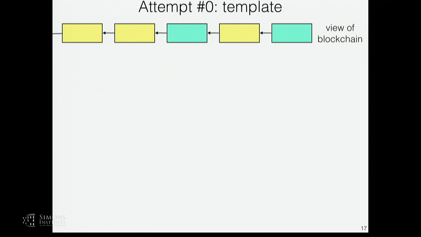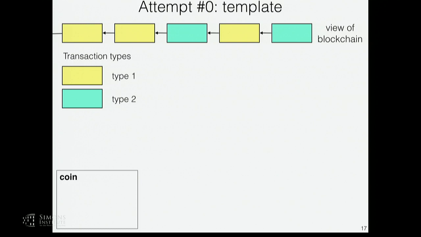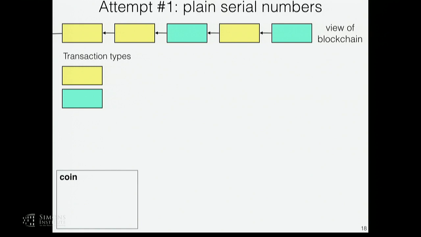I'm always going to have the blockchain at the top. Different colors will denote different types of transactions. We're going to have some notion of what a coin means down on the left. Right now it's empty because we haven't started. So let's start. Let's have a very stupid notion of a coin. It's just a random number. Let's call it a serial number.